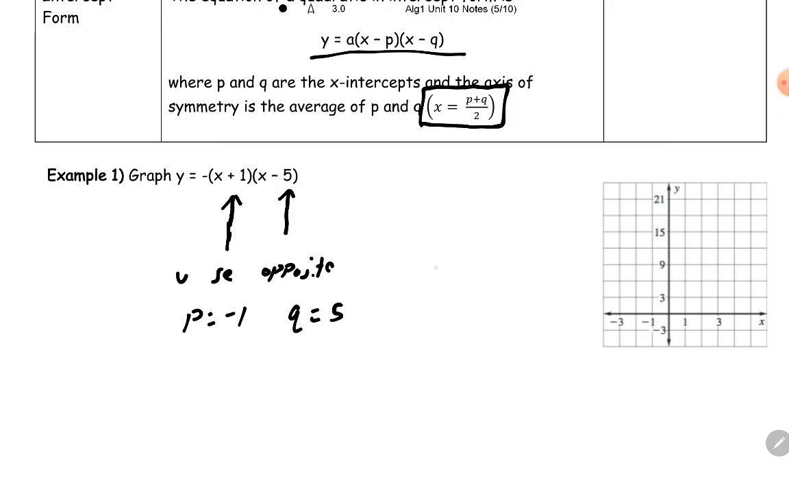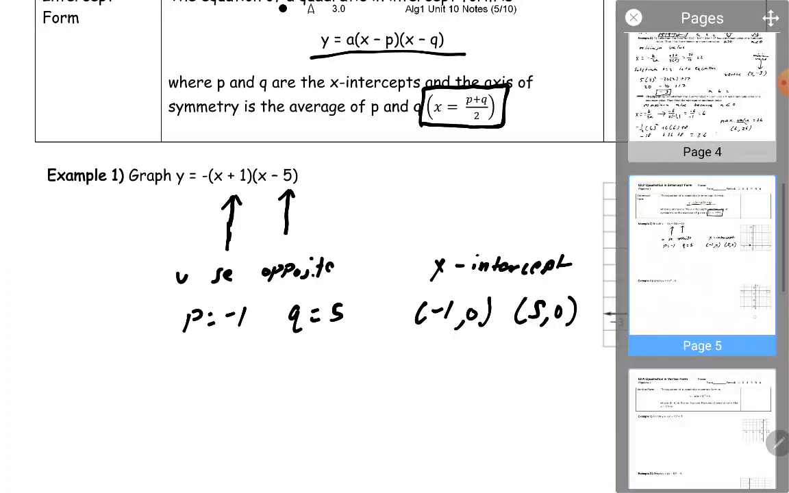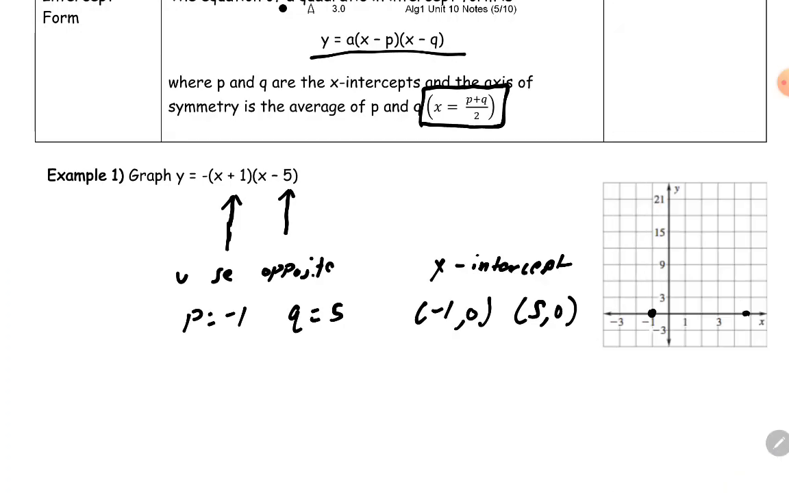What's cool about the intercept form is that it gives us our x-intercepts. If you don't remember, the x-intercepts are where the graph crosses the x-axis. So I can place a dot at negative 1 and a dot at 5. So I have 2 points.